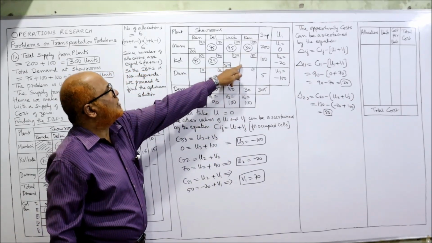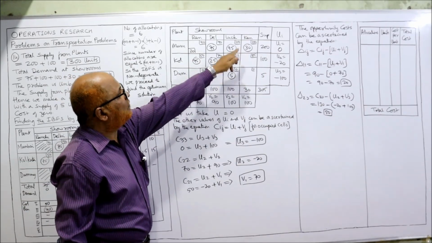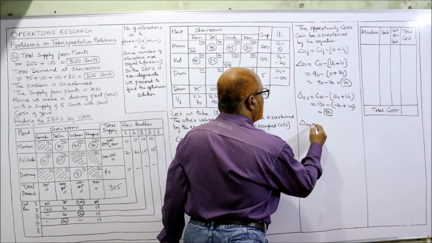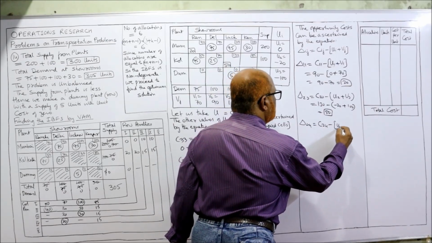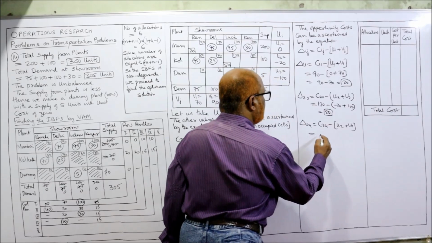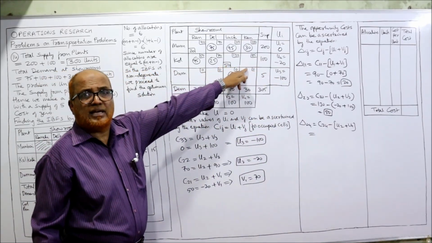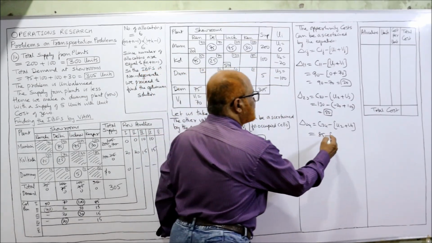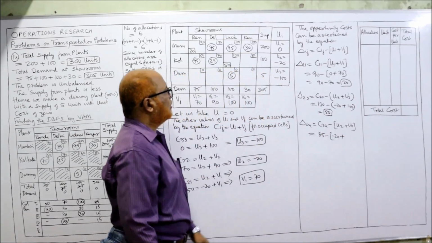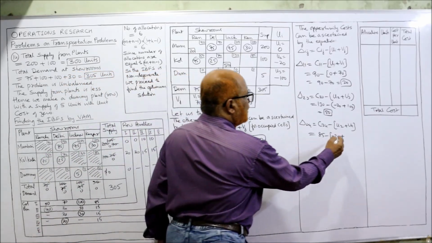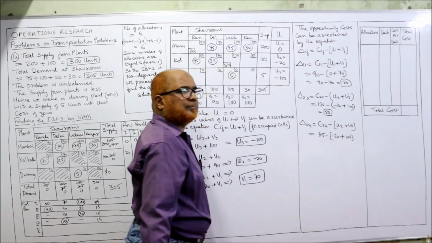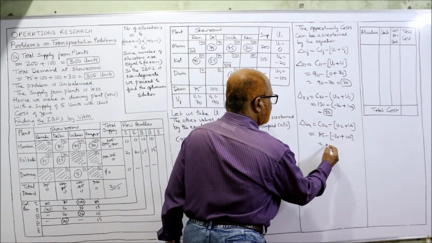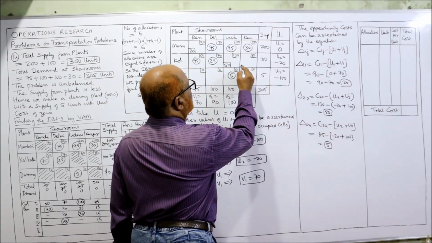Right? Now what is the location of this unoccupied cell? Second row, fourth column, 2, 4. So delta 2, 4 is equal to C24 minus U2 plus V4. How much is C24? It is 85. So 85 minus U2. U2 is minus 20 plus V4. V4 is 100. So 100 minus 20 is 80. So 85 minus 80 is 5. So we got 5 here.